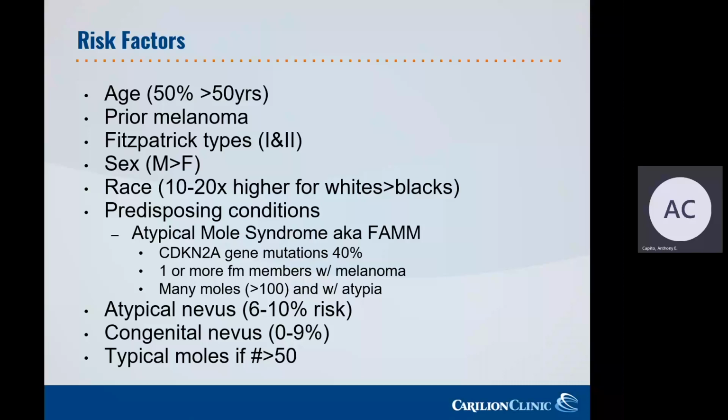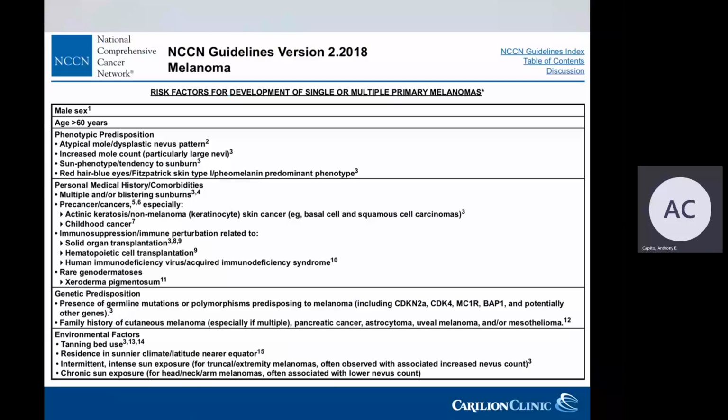Atypical mole syndrome, where they have many moles, over 100, and atypia from a gene mutation, they're definitely at higher risk of having melanoma. Even if you have a biopsy that shows atypical nevus, which shows some early malignant changes but is not classified as malignant melanoma, they have a 6 to 10% risk of developing invasive melanoma and do require full removal and negative margins. We talked about congenital nevus, that it's probably around 4.5%. And even if you have normal moles, but the number is greater than 50, it does increase your risk of having a melanoma at some point in your life.